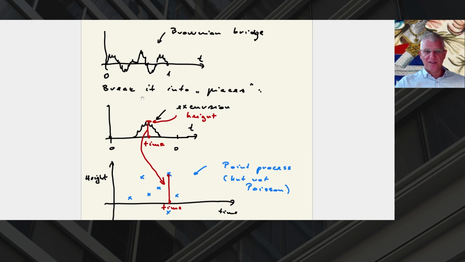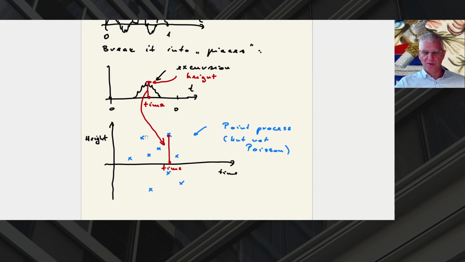you can break these excursions into pieces, just as we had before. And you can look at the height of every excursion, and then you can measure time in such a way that you know at what local time the excursion occurred. And then if you draw the heights of all these excursions, which I drew as these blue points, the excursions occur at some given times and they have a given height.